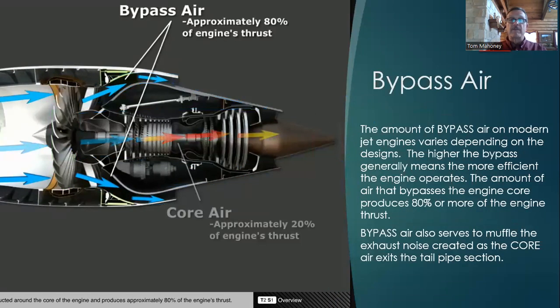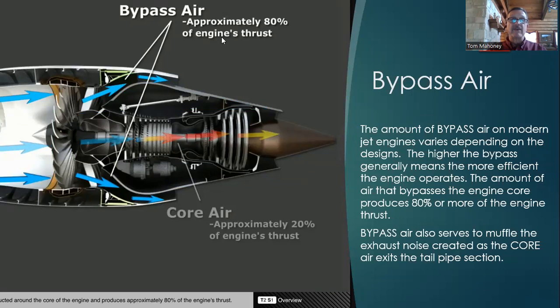So let's take a look at the bypass air a little more thoroughly. The bypass air, as we indicated, is around the outside of the core of the engine, comes all the way back to the aft of the engine, all the way around the engine, and it produces about 80% of the engine's thrust on the CRJ 700.